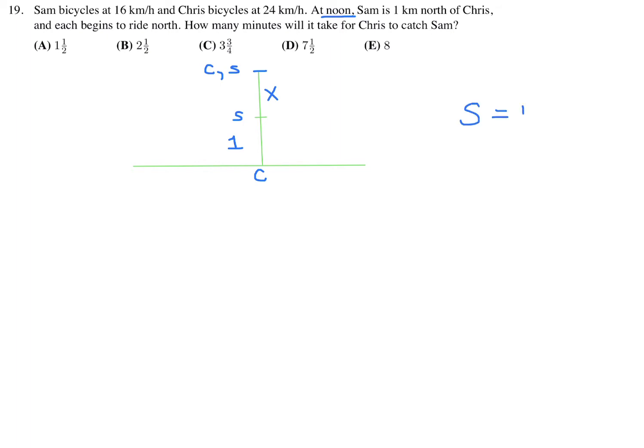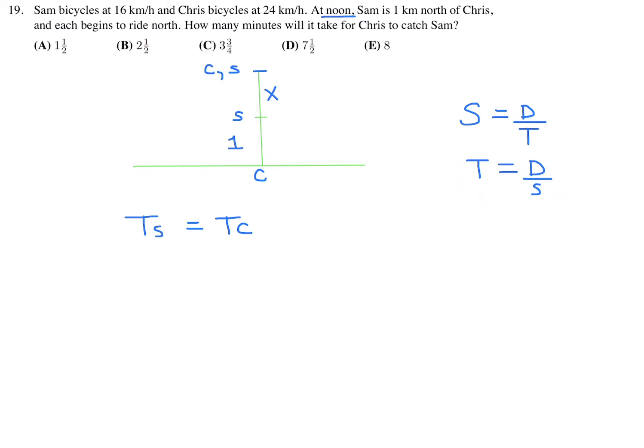The formula, of course, speed is equal to distance over time. Very famous formula. And any other combination of this will also be true. For example, distance over speed is equal to time, and so on. Now, when Chris goes from here to here, that is the exact same amount of time that Sam goes from here to there. So those two times are the same. The time for Sam and the time for Chris.